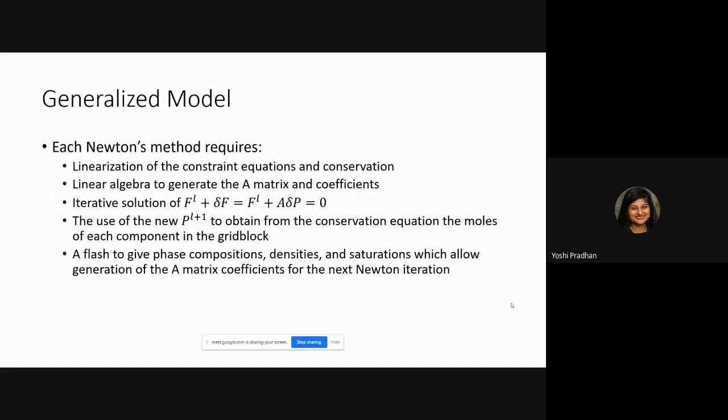So for the generalized model, each Newton iteration requires a linearization of the constraint equations and conservation, linear algebra to generate the A matrix and coefficients, and iterative solution of f^l plus A delta P equals 0, to obtain P^(l+1). From the conservation equation we obtain the moles of each component in the grid block, and in a flash this gives the phase compositions, densities, and saturations, which allow the generation of the A matrix coefficients for the next Newton iteration.